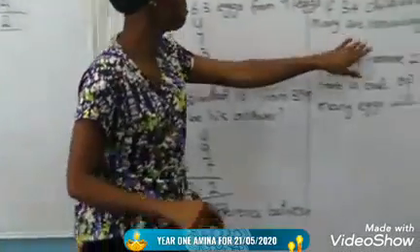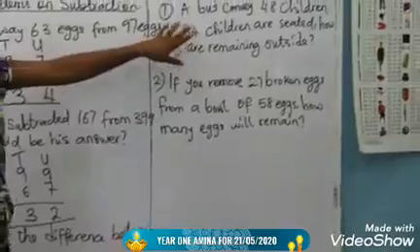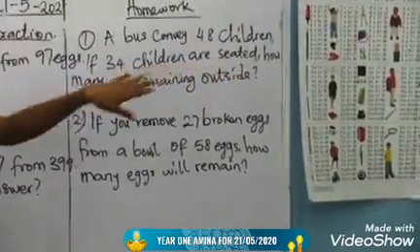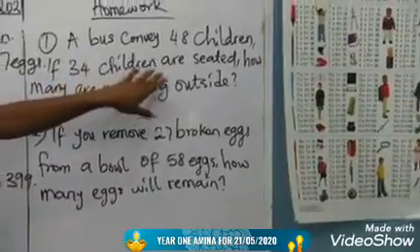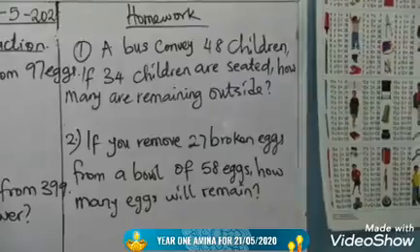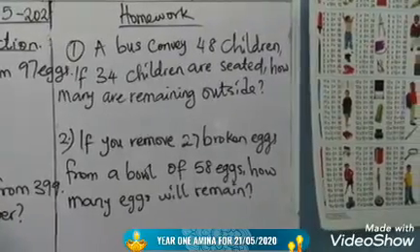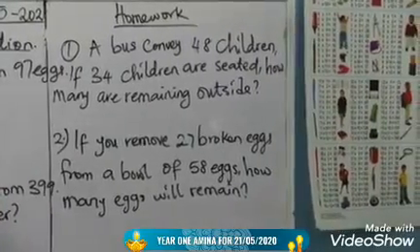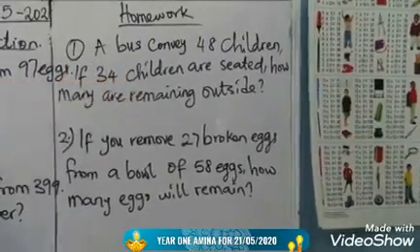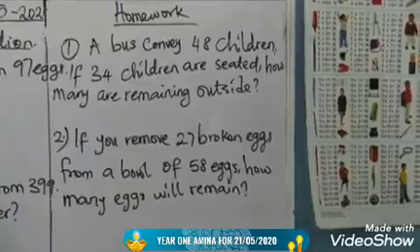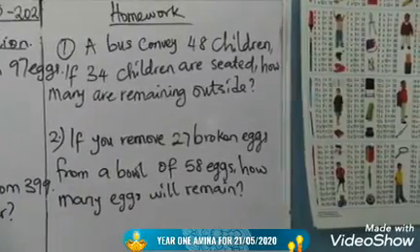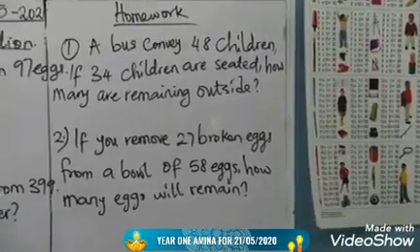Then you do your assignment. This is your assignment. A bus conveys 448 children. If 34 children are seated, how many are remaining? Remember, if we have 5 people and 3 people come inside, how many will be outside? What you will say is 5 minus 3.